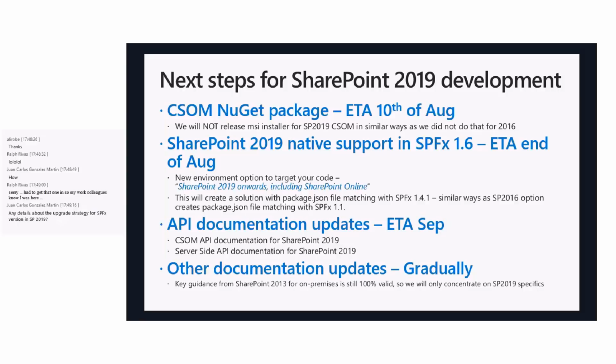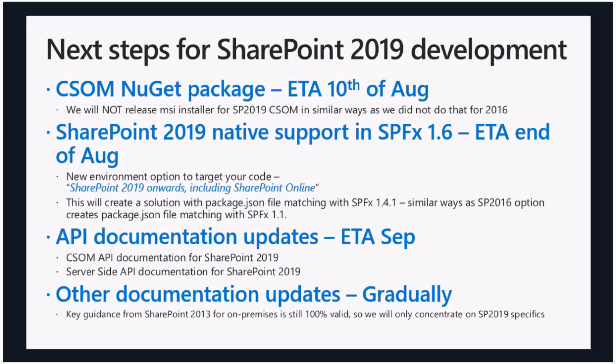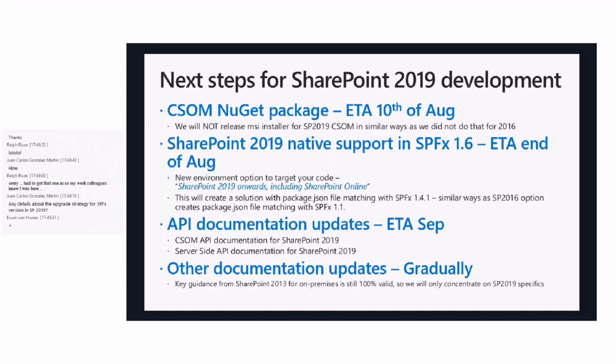Now, SharePoint 2019 native support in SharePoint Framework 1.6. So in SharePoint Framework 1.6, which is ETA by end of August, there will be an option where you can actually target the code to be targeted on SharePoint 2019 onwards, including SharePoint Online. So basically, you will have then 3 different options when you run the Yeoman template, and one of them will be then for 2019.